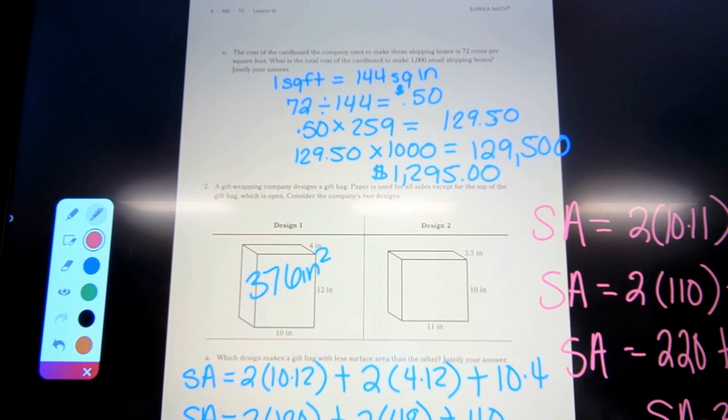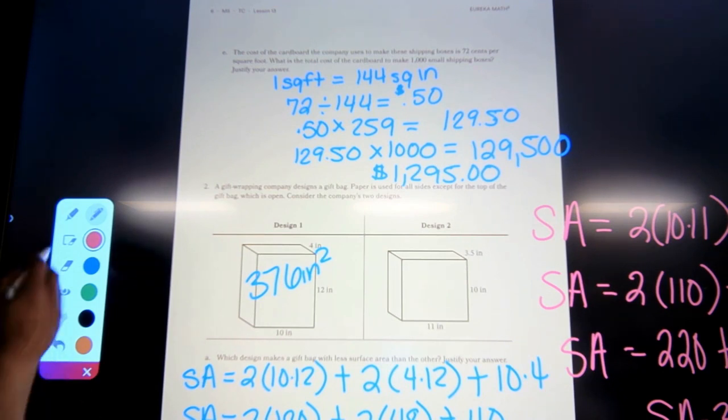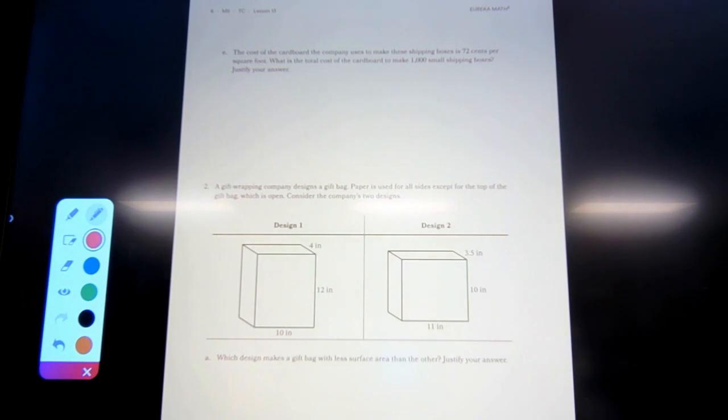In the problem, they said which design makes a gift bag with less surface area than the other. So design 2 has less surface area than the gift bag made with design 1, because 328 and 5/10 square inches is less than 376 square inches. Part B of this problem asks about the cost of the paper. So we're going to clear this off and go to that next page, but just remember your answers.